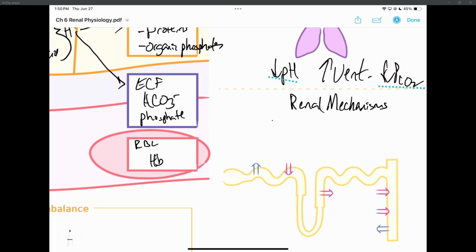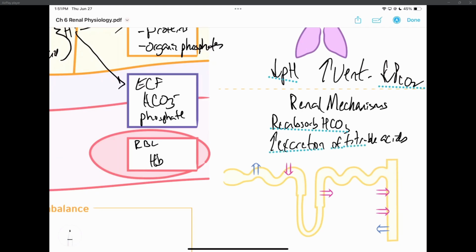Okay, ways we can do that. We can reabsorb bicarb. So we add more bicarb into the blood. It'll bind to those hydrogens, and we can buffer the system that way. The other way, increased excretion of those titratable acids. Ammonia, phosphoric acid. Those are titratable acids. When they're in the lumen, they'll bind to a hydrogen and get rid of the acidity.